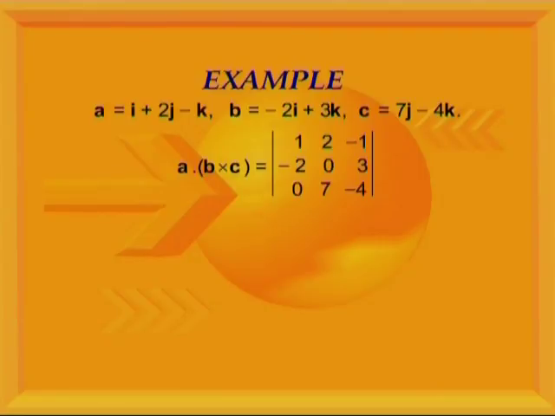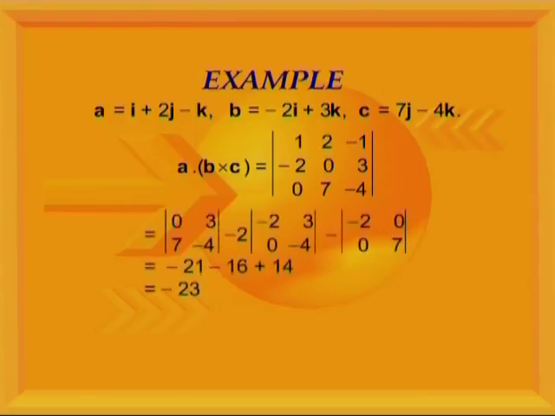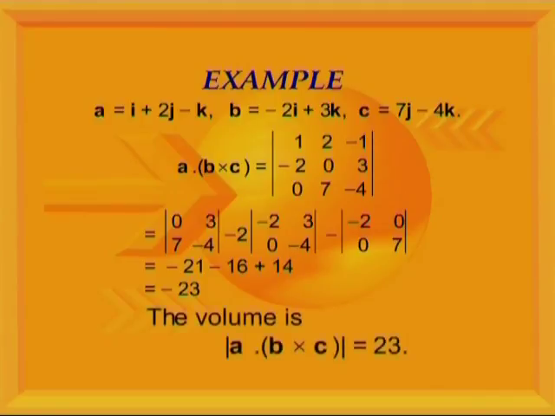We evaluate this determinant, and it is easy to evaluate, and the result is equal to minus 23. In fact, if we consider the volume of the parallelepiped whose adjacent sides are given by the vectors a, b and c, that will be equal to the magnitude of this, that is, we only take the absolute value of this, which is equal to 23.